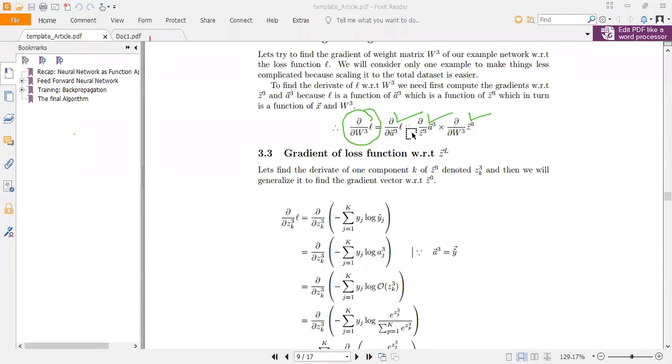So the first thing is, now we will try to find out dou L by dou Z. These two terms here are dou L by dou ZL. Fine. So in this case dou Z3, the third layer. Once we know this thing, then we can multiply it by dou Z3 by dou W3, and we can find out dou L by dou W3.